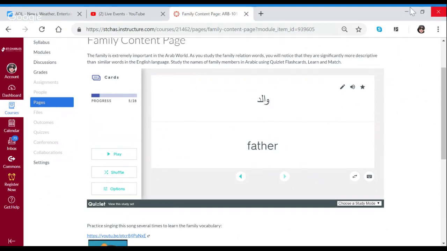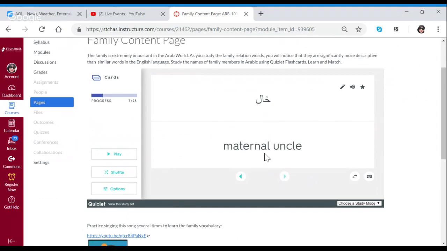So walid is father, and then walida is mother. Walida. Say it. Walida. Good. So walid and walida, father and mother. Next, and you'll notice how specific these are.